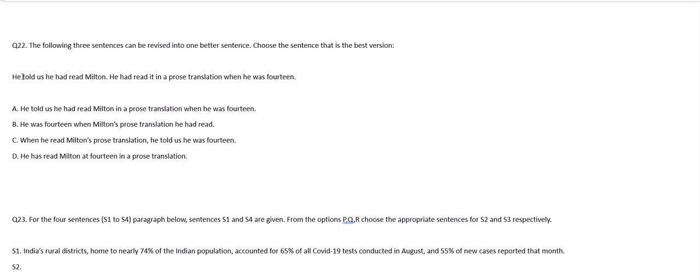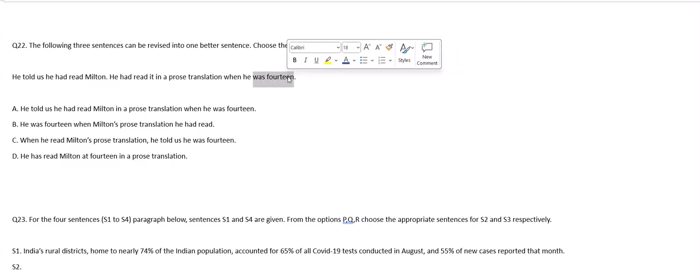Here he is the subject. He told us he had read Milton. It is the main action, followed by he read it in a prose translation when he was 14. Here time is mentioned. When time is mentioned and it is in the past, that is, was 14, it should be followed by the past perfect, that is had plus V3.